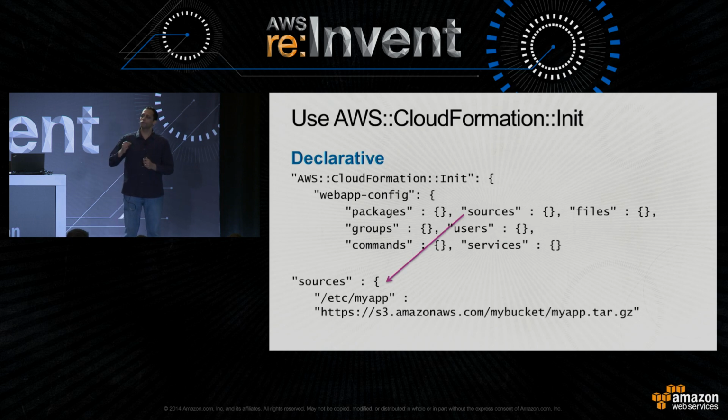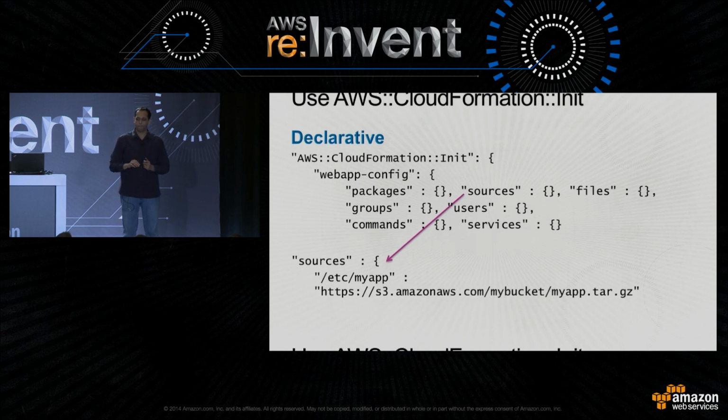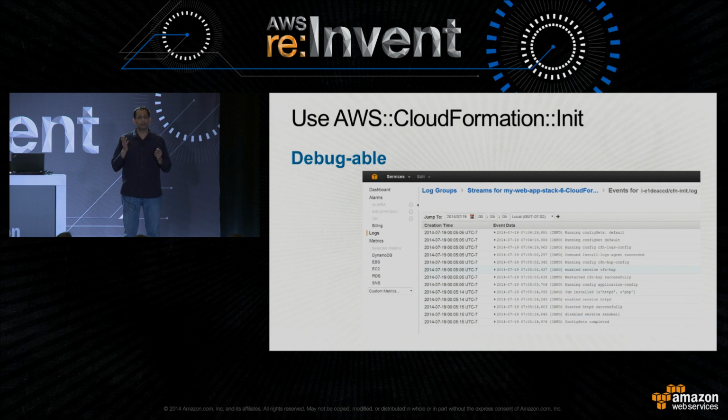And if you have a highly customized configuration, which has to be captured in a script, you can still download that script using the files section in CloudFormation Init, and then use the commands section to execute that script. CloudFormation Init is debuggable. It produces log files, which can be retrieved by SSHing into the instances, and they could also be streamed out of an instance.